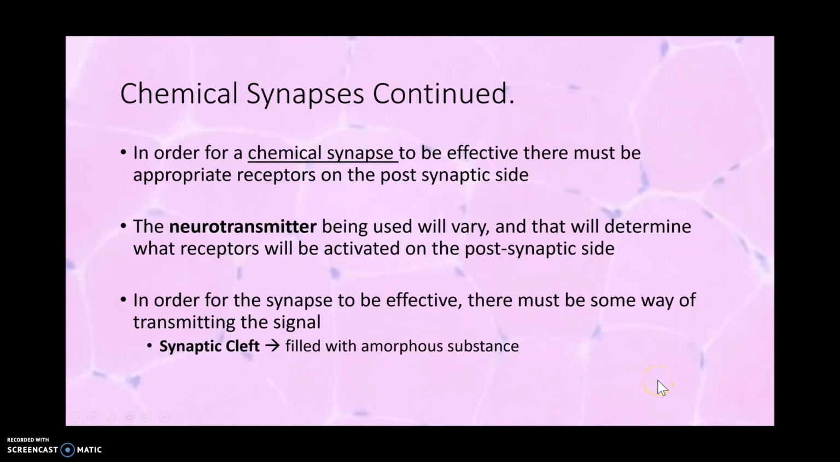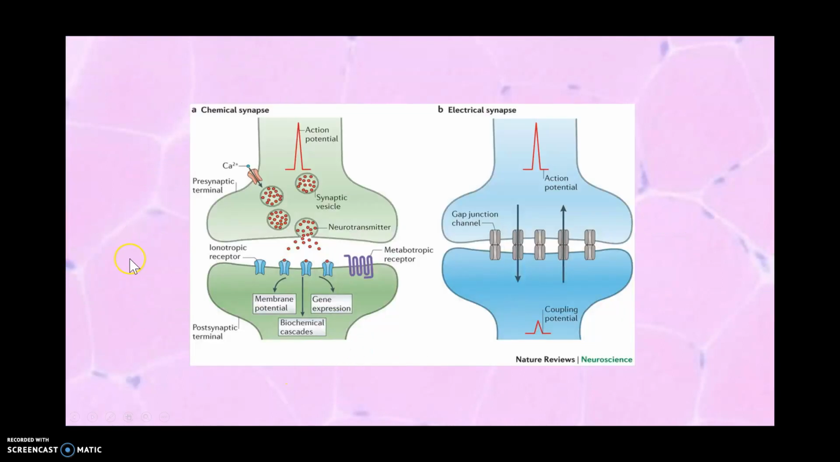So in order for a chemical synapse to be effective, there must be appropriate receptors on the postsynaptic side. The neurotransmitter being used will vary depending on where we are on the body, and that will determine what receptors will be activated on this postsynaptic side. In order for the synapse to be effective, there must be some way of transmitting that signal. So there's a synaptic cleft located in the chemical synapse, which we have been talking about right here in the middle.